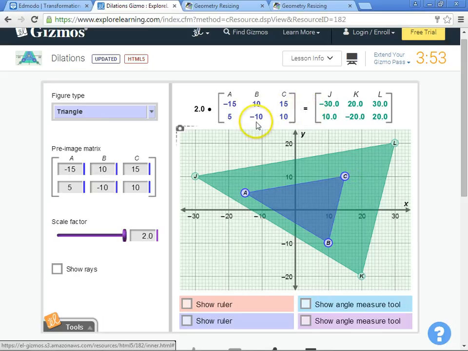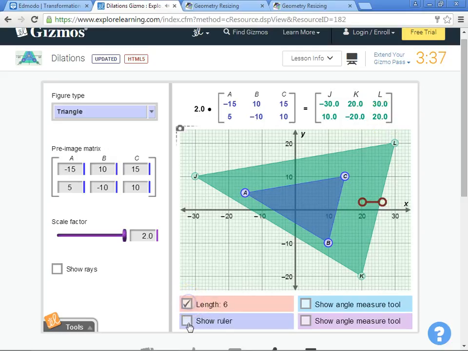And of course our dilation matrix up here shows the coordinates on the bottom of our original blue triangle, 5, -10, 10, and the coordinates of our larger triangle, 10, -20, and 20.